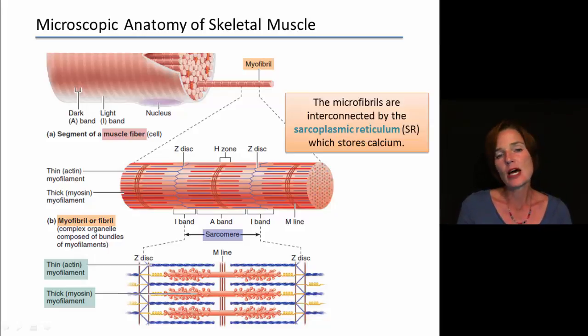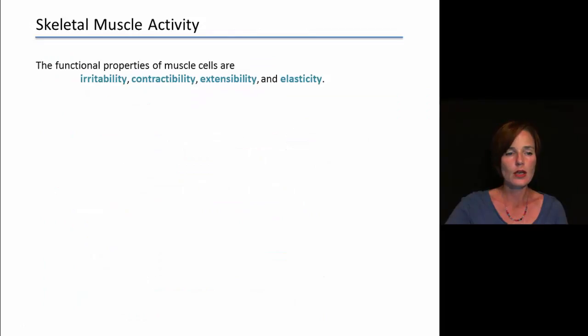Now, if we talk about the myofibrils, they're going to be interconnected together. This is going to be accomplished by the sarcoplasmic reticulum, or what we commonly call the SR, and that is responsible for a lot of calcium storage. The functional properties of the muscle cells are irritability, contractibility, extensibility, and then also elasticity. So all of these are very important functional properties.